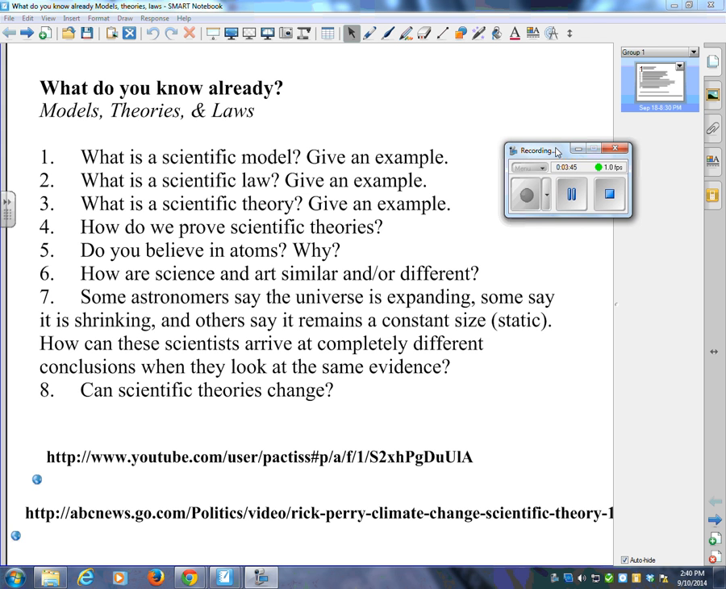Have you ever seen an atom? No. Everything's made up of them, but you've never seen one, have you? Can you believe in something that you haven't seen? Yes, humans have been doing that. Okay, well, just something to think about.